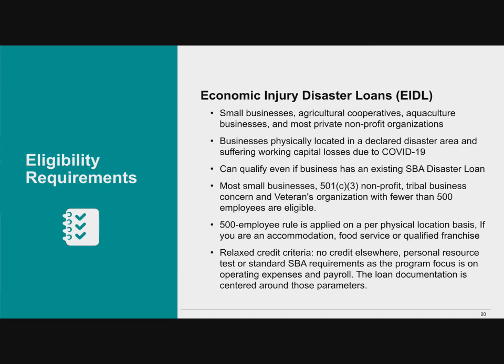So a lot of questions we get is, how much can I get? Where should I write that on the form? Well, it depends on the information you give us. We have a lot of flexibility on this. It goes out 30 years. As I said, it's now available for 501c3 nonprofits, tribal concerns, and others as well.